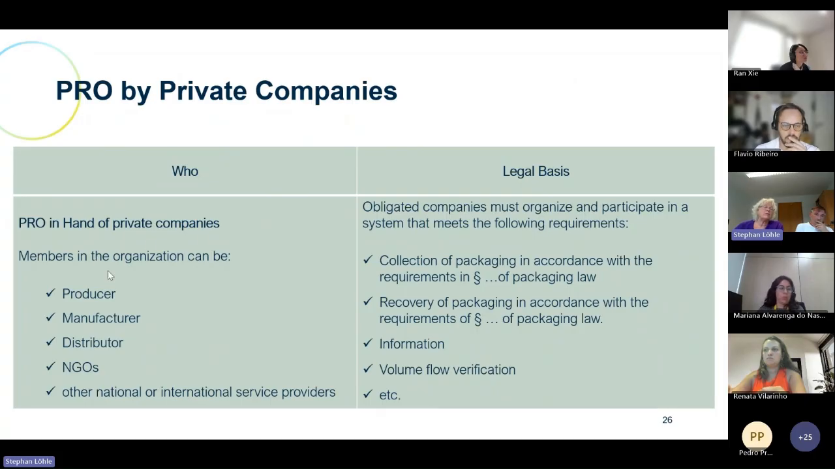In most countries, the members are the producers, the manufacturers, the distributors, NGOs, or other international service providers. And the basic tasks are the collection of packaging, recovery of packaging information, and volume flow verification.